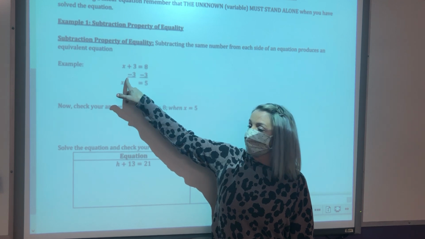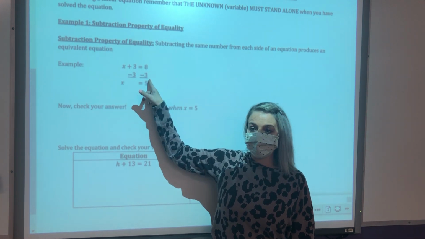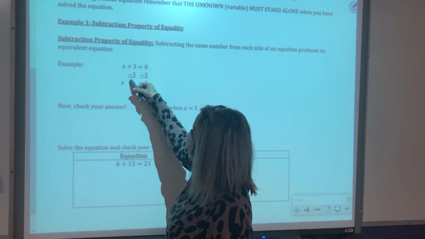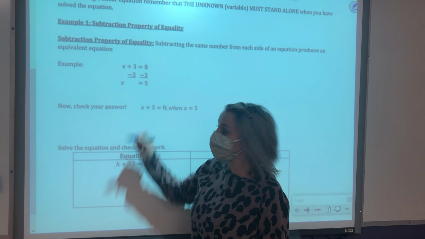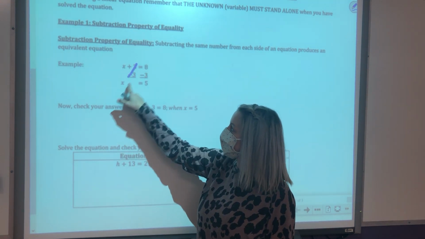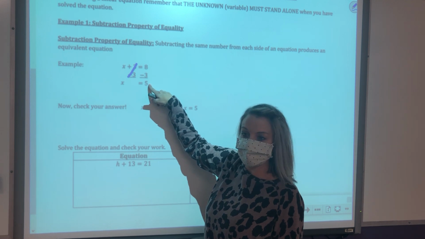So I subtract 3 on the left side and 3 on the right side. What happens is 3 minus 3 is 0. So these two cancel each other out and you're left with x. And 8 minus 3 is 5.